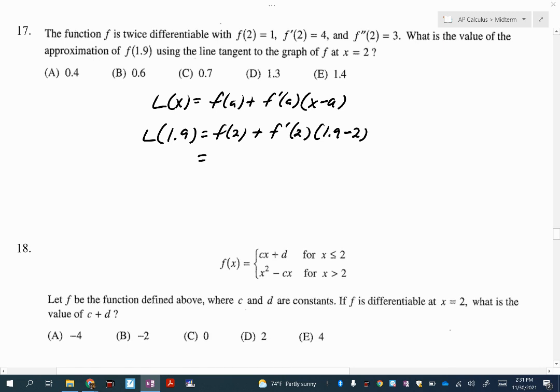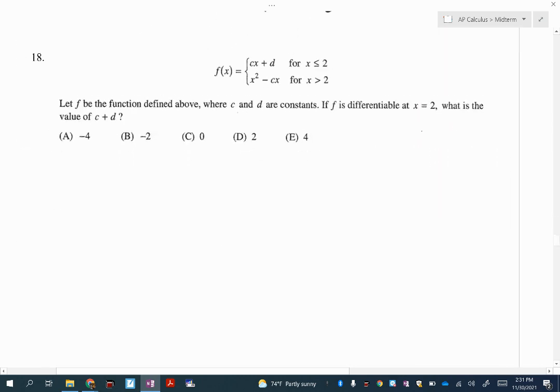So that's going to give me f of 2 is 1, f prime of 2 is 4, 1.9 minus 2 is negative 0.1. Doing my algebra gives me 1 minus 0.4, which is 0.6, or B.